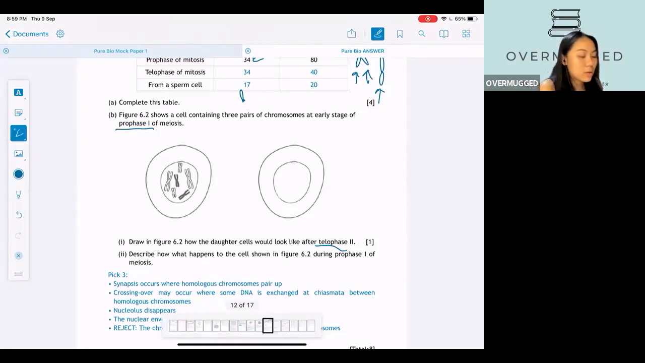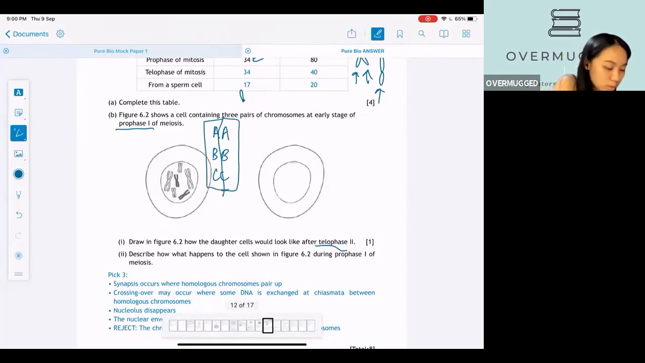And then it would split. Let's not draw in detail, I'll just draw A, A, B, B, C, C. So this is the pairing up first. Then it will split up like that, right? So one cell gets ABC, another cell gets ABC. So let's draw the middle part.